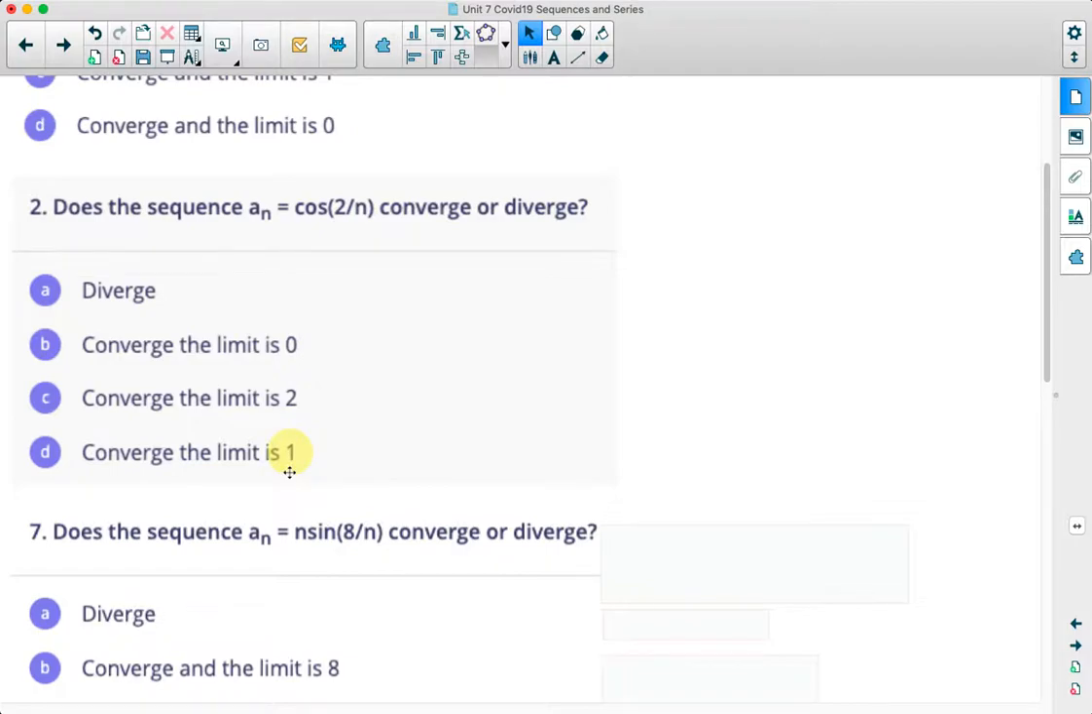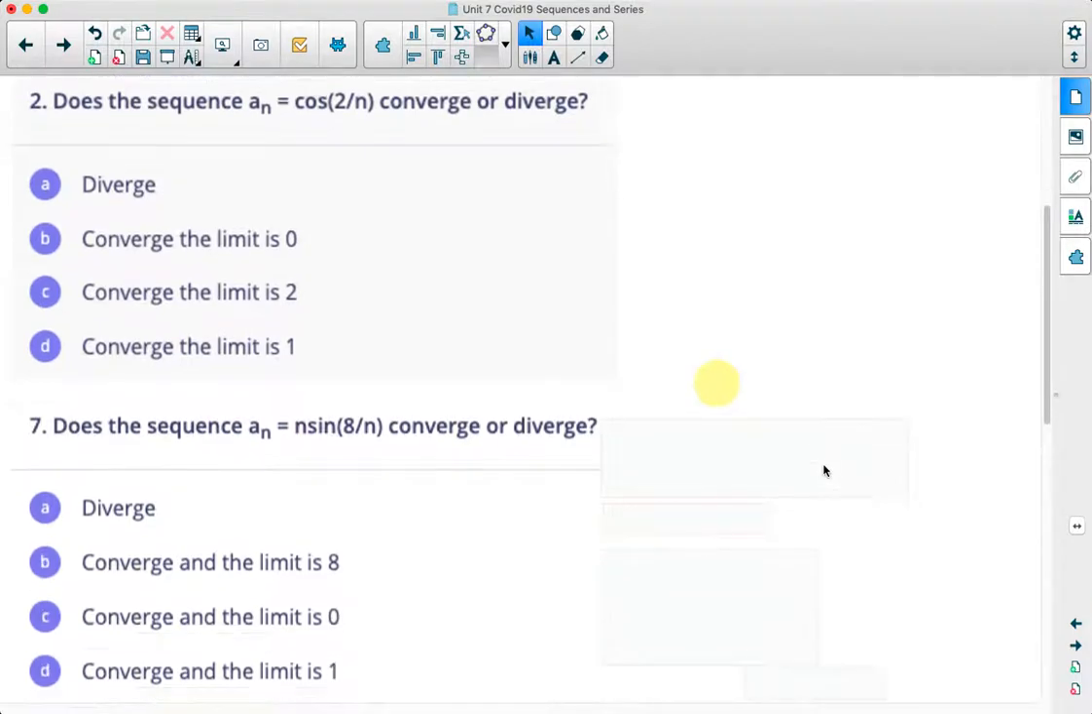As you look further and further out at the terms, check it with your calculator: 2 over 10, 2 over 100, 2 over 1,000. Those cosine values are approaching 1. Let's take a look at number 7.